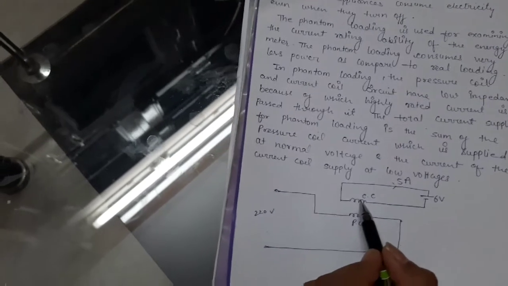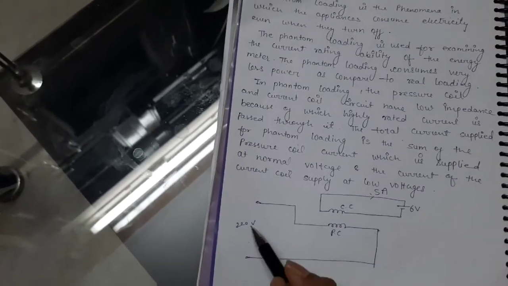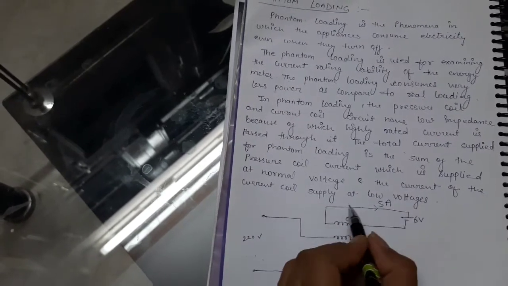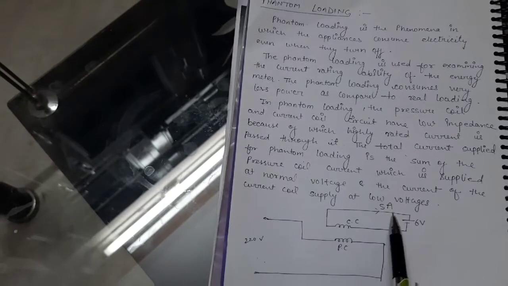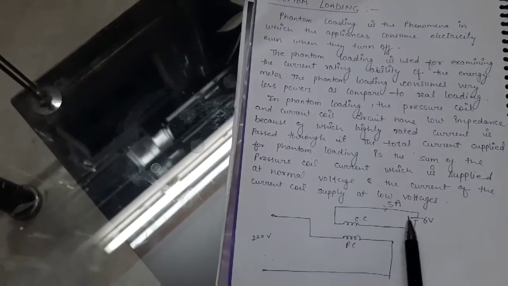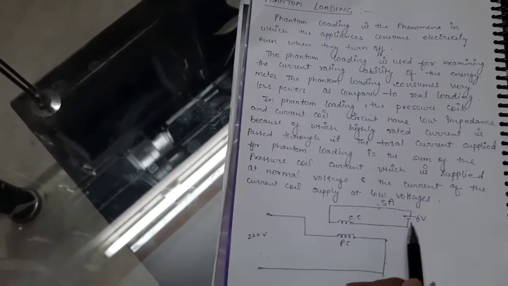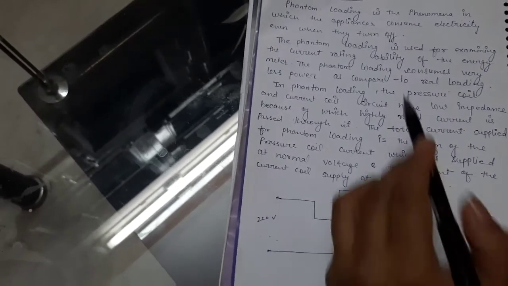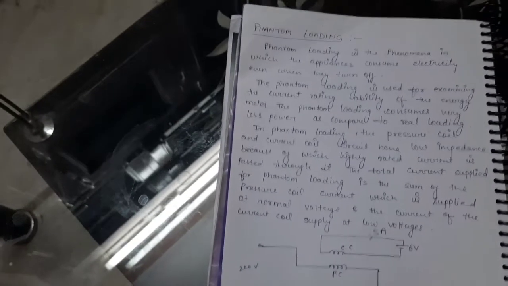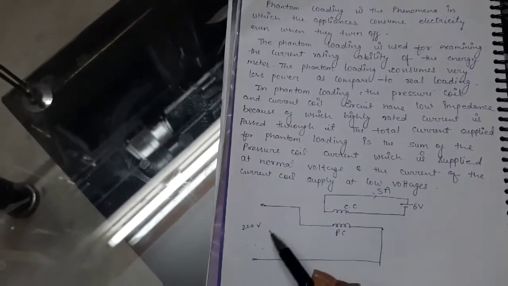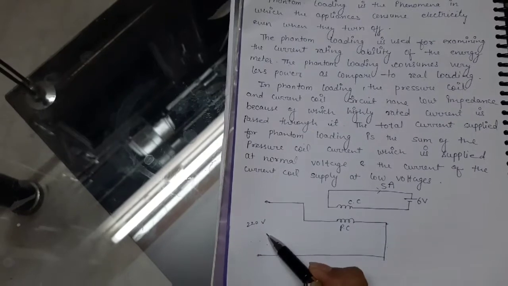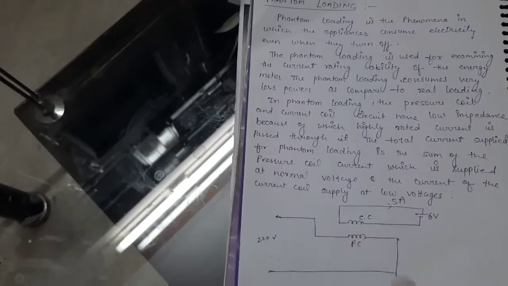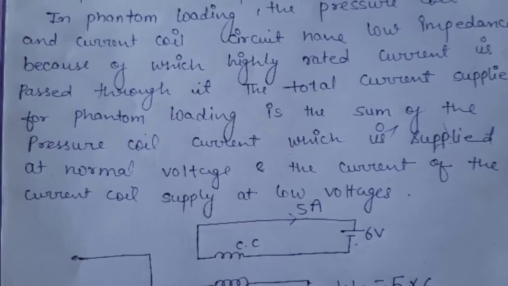Now if we reduce the supply voltage, which is 220 volt, from 220 volt to some volt less than 6 volt, then the power consumption may be reduced. So in case of phantom loading, we have to connect the battery, the supply is low, and the amount of current will flow through the current coil.